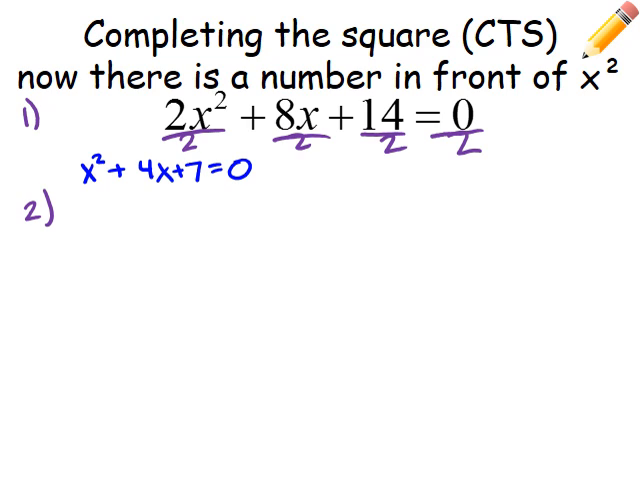Step 2 says move c to the other side. I have my a value, my b value, my c value. Remember your a value is now 1. So I'm going to subtract 7 from both sides. For step 2, I now have x squared plus 4x equals -7.